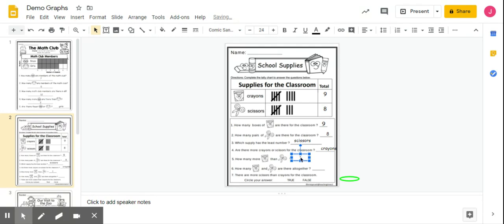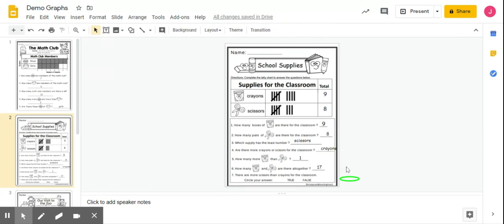Now, how many crayons and scissors are there all together? And when we hear the words all together, that means we have to add them together to figure out the total amount. So we would do 9 plus 8. So we could put 9 in our brain and count on 8 more. So 9, 10, 11, 12, 13, 14, 15, 16, 17. So the total number of crayons and scissors would be 17.